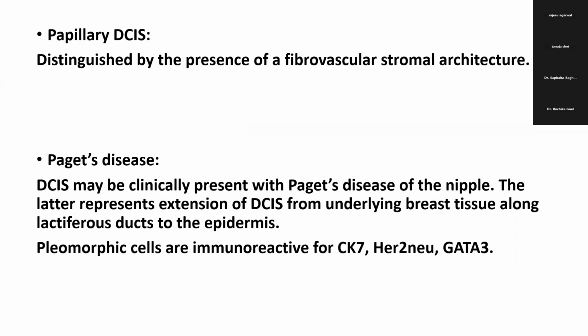So this is about papillary DCIS, and a word on Paget's disease of the nipple. This is extension of DCIS from underlying breast tissue along lactiferous ducts to the epidermis, presenting as crusting. The pleomorphic cells are positive for HER2, and the differential diagnosis includes pagetoid dyskeratosis and Toker cells, as well as melanoma in situ, and both will be negative for HER2/neu.